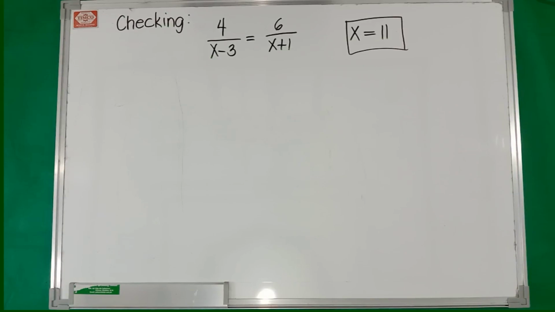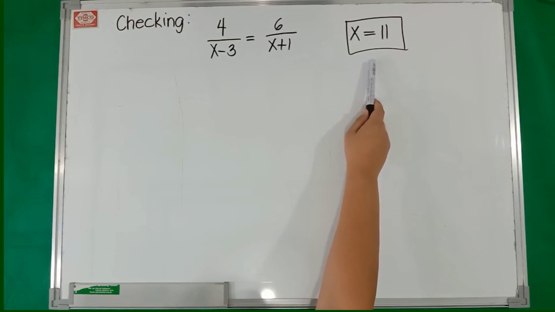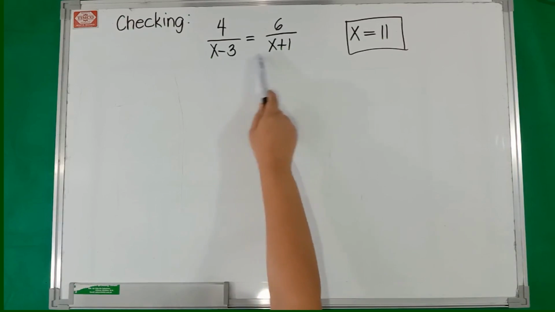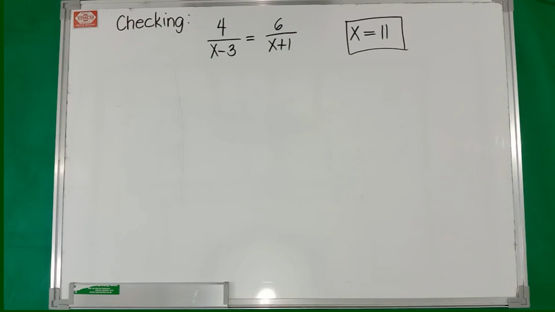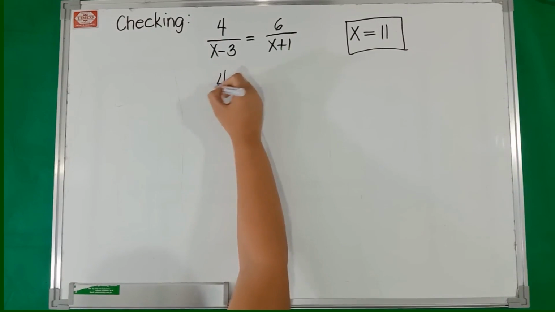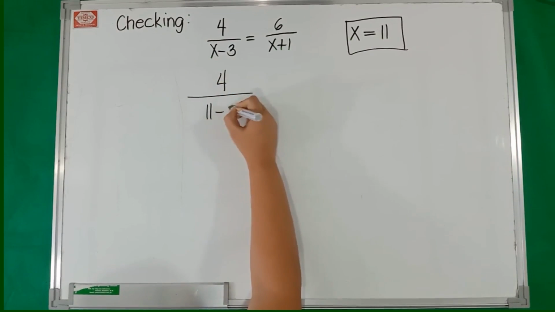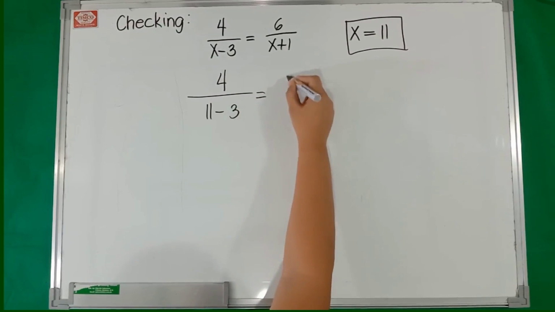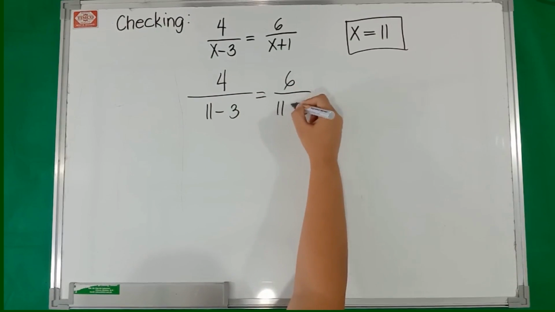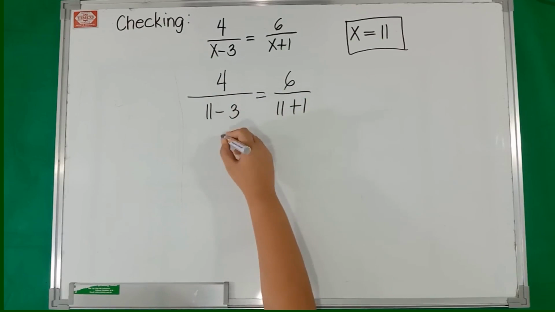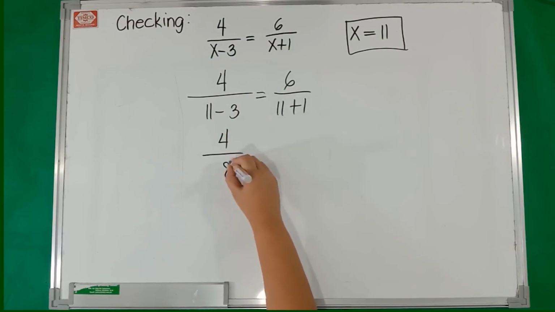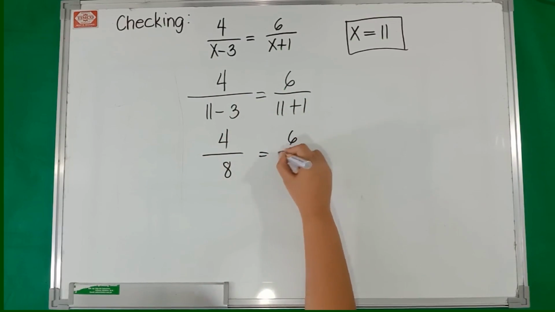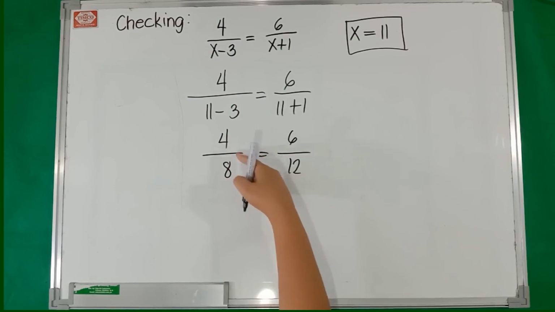Now let's check if our solution x is equal to 11. So the left side must be equal to the right side after substituting x is equal to 11. 4 over 11 minus 3 equals 6 over 11 plus 1. 4 over 11 minus 3 is 8, equals 6 over 11 plus 1 is 12.